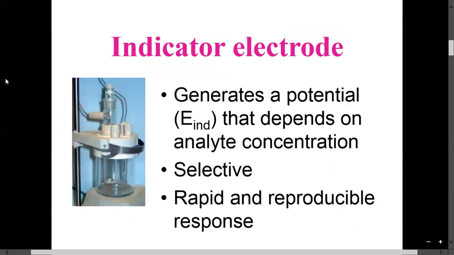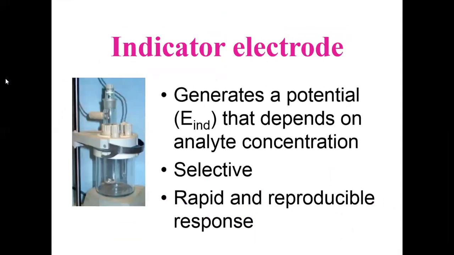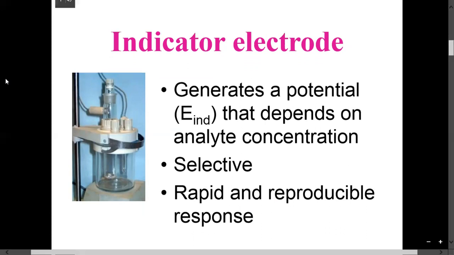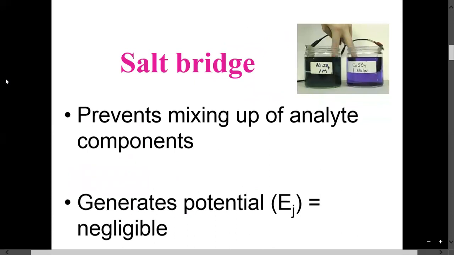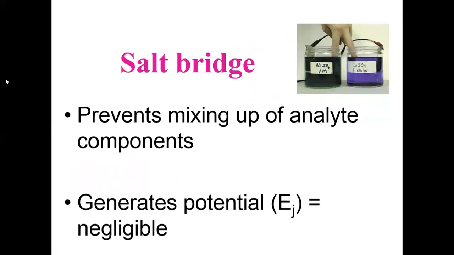Now, the indicator electrode generates a potential that depends on analyte concentration. It is selective in nature. It has a rapid and reproducible response. Now, the salt bridge prevents mixing of the analyte components and generates a junction potential EJ which is negligible. The EJ is the junction potential.